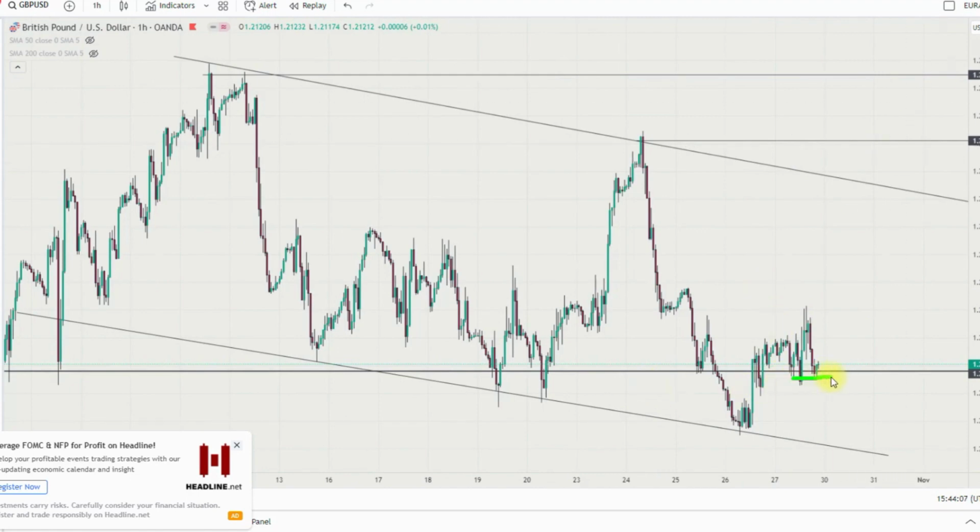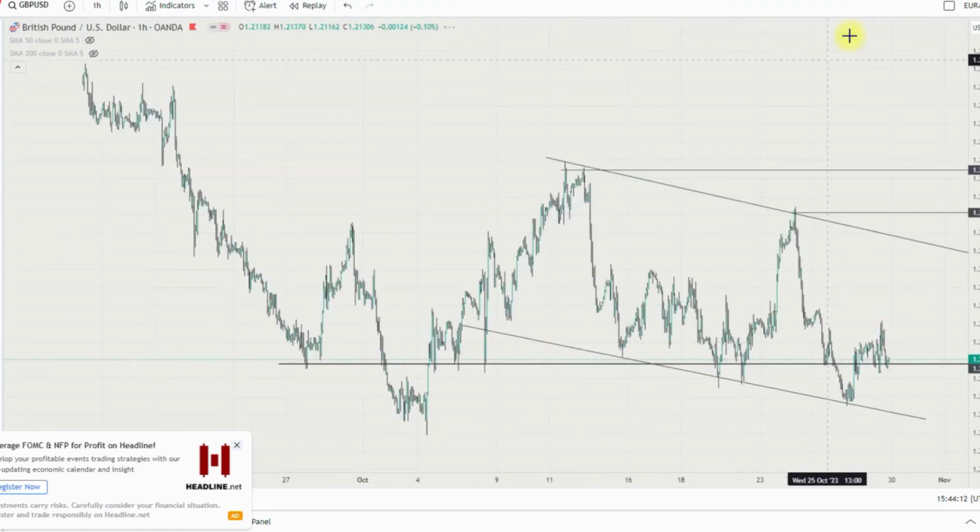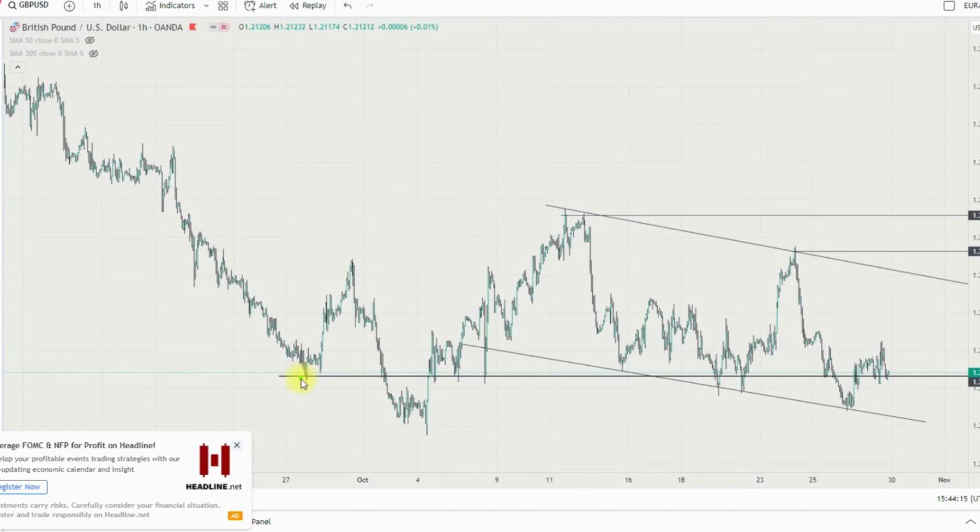So this is the price I'm looking at right there, because that particular area is a very strong support level, and price has been testing that level. We have a fake breakout, and then another fake breakout at this area. So let's see how it goes right there.